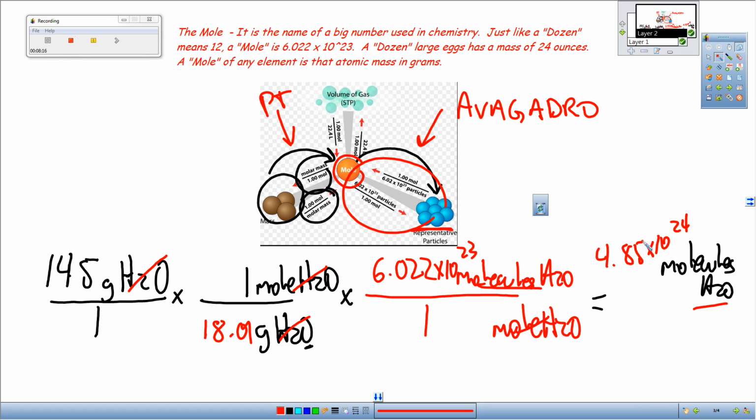If you're going from moles to particles or particles back to moles, always have to go to Avogadro's number. We'll do 6.02 times 10 to the 23rd. And finally, if you need help with scientific notation, don't forget to ask.